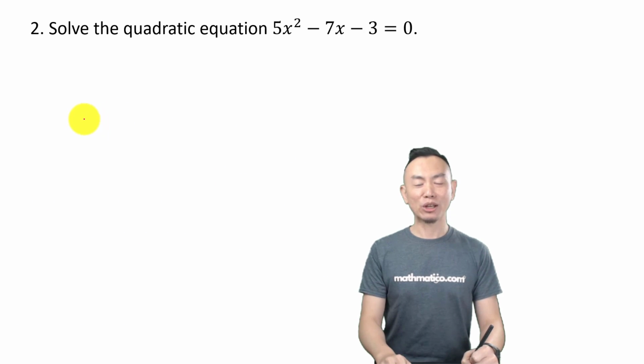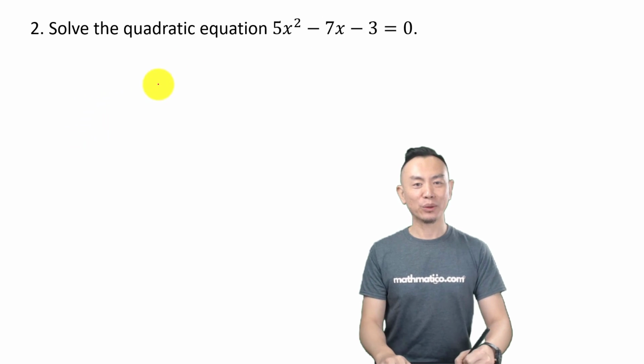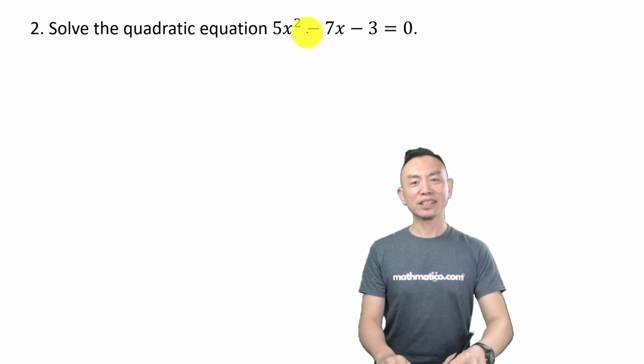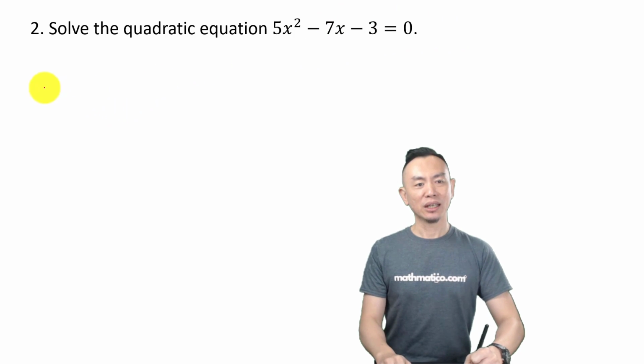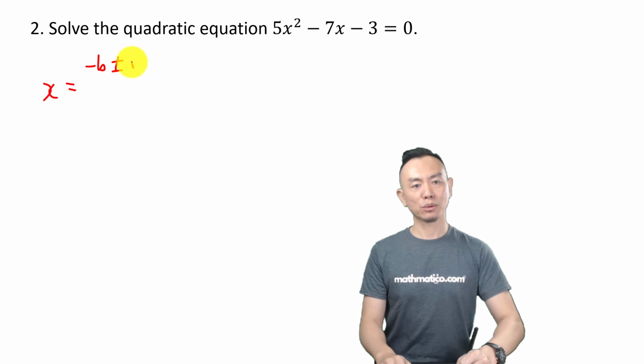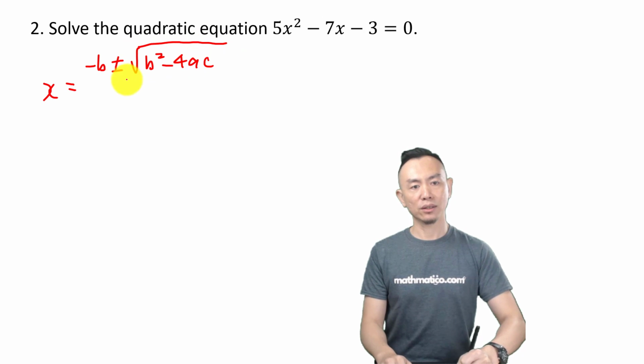The second type of question that we must get correct are quadratic equations. It says here, solve the quadratic equation 5x squared minus 7x minus 3 equals to 0. Now, typically I will use the quadratic formula where x is equals to negative b plus minus square root of b squared minus 4ac over 2a.